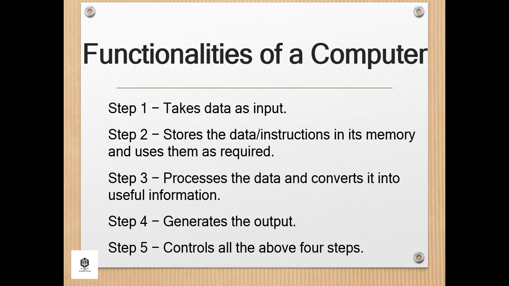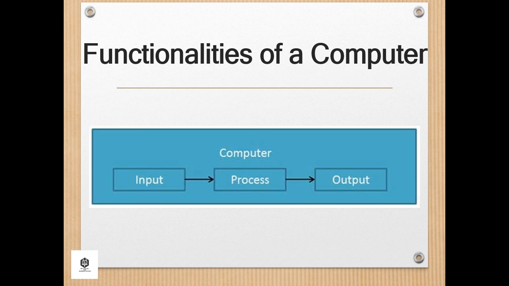Step 1. Takes data as input. Step 2. Stores the data or instructions in its memory and uses them as required. Step 3. Processes the data and converts it into useful information. Step 4. Generates the output. And step 5. Controls all the above 4 steps. This is an illustration of input, process, output.